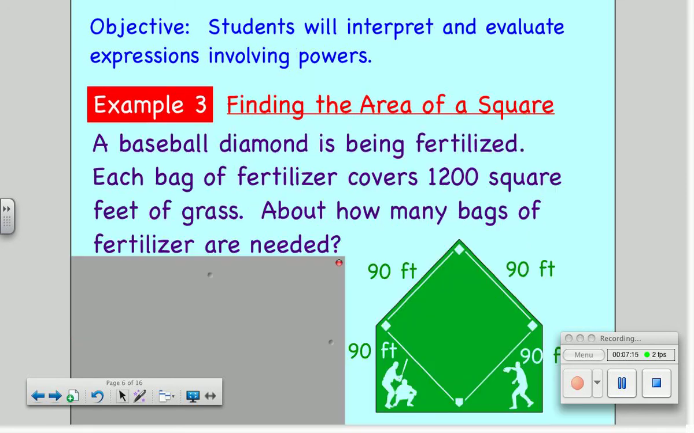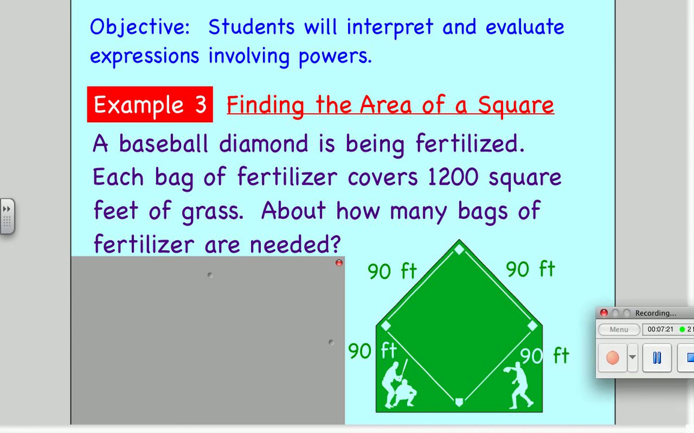Next slide. How can we use this with area? Well, that's really what you're doing, especially when you find the area of a square. All the sides are equal, right? And with area, we multiply length times width. Well, they're both the same number, 90, so we can make 90 the base, right? And then the exponent would be squared, multiplying 90 times 90 for area.